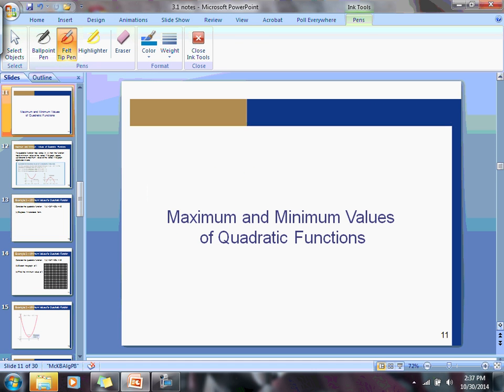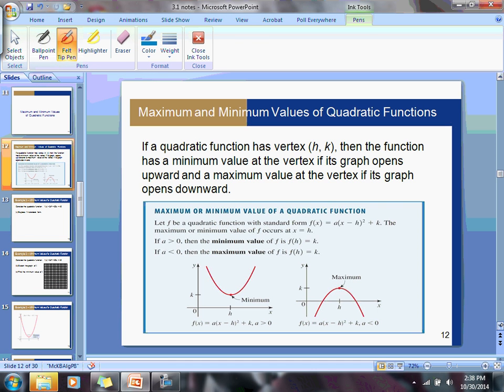Okay. So now when we start talking about our minimum and maximum values, basically your minimum and your maximum value of your parabola is the y value of your vertex. Like I just said, the parabola we graphed opens up, so it has a minimum value at the vertex. If the parabola opens down, it's going to have a maximum value at the vertex.